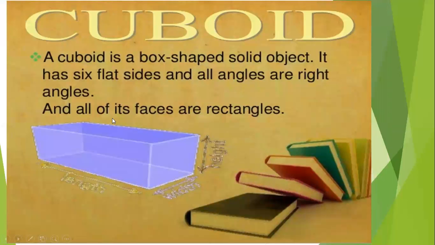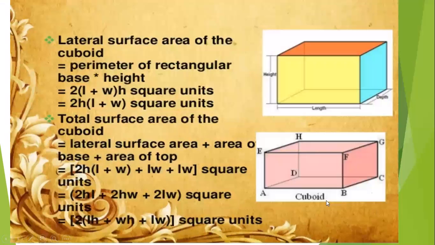If you look at the cuboid first, it is a box-shaped solid. It looks like this one here. It has 6 flat sides and all angles are right angles. This is how it looks, or it can also look like this.